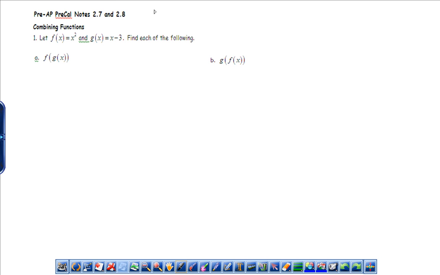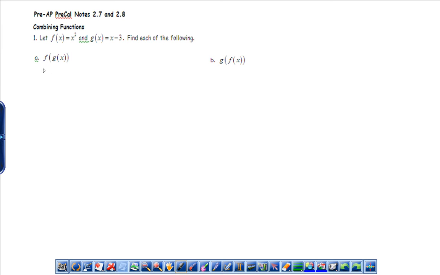Okay, this is 2.7, 2.8 notes. We're going to start with combining functions. So let's say we start with f of x is equal to x squared and g of x is equal to x minus 3. And let's start with, this is how you read this, f of g of x.